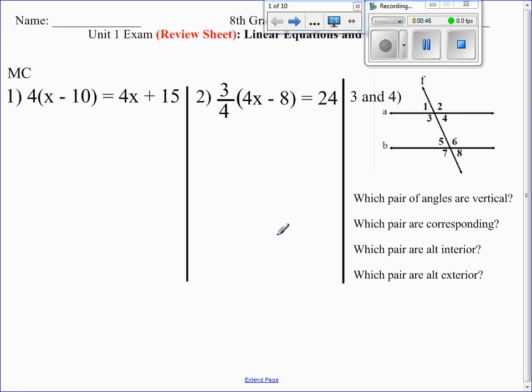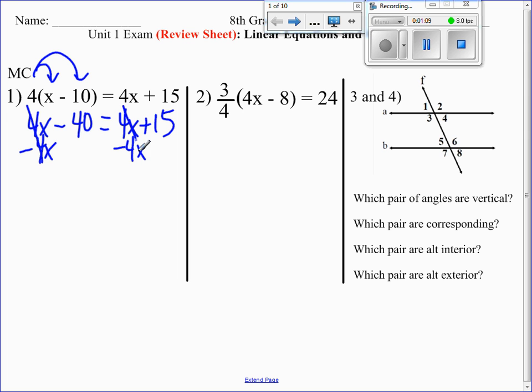All right, number 1, we have an equation, variables on both sides. First thing we have to do is knock out these parentheses by doing a distributive property. 4x minus 40 equals 4x plus 15. You look for the smaller variable, but since they're both the same, it doesn't matter which one you use. Get rid of it by doing inverse operation. So we can see that on both sides of the equal sign, the variables are gone. What does that leave us with?